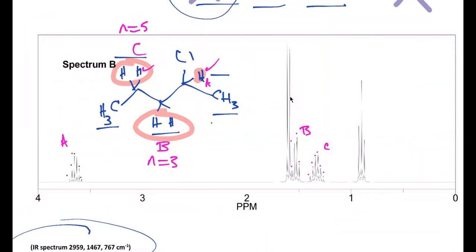That's going to be the CH3 on the other right side here. Call that D. Good. And then the doublet is going to be the other CH3. Call it E. Is this starting to click a little bit? Yes.